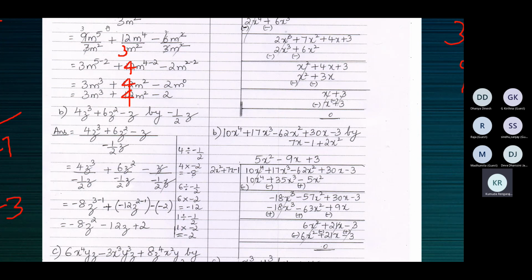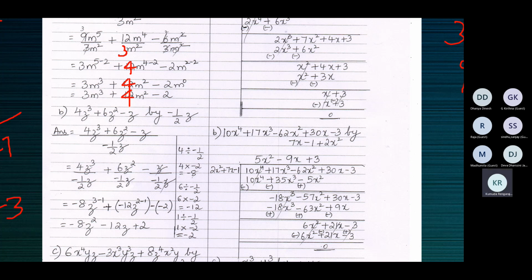3m to the power 5 is already in the numerator. This 2 is traveling from the denominator to the numerator, so it will go as minus 2 plus 3, 1s are 3, 4s are 12. M to the power 4 is already in the numerator, write that as it is. This 2 is going from the denominator to the numerator, so it will go as minus 2, with its opposite sign.